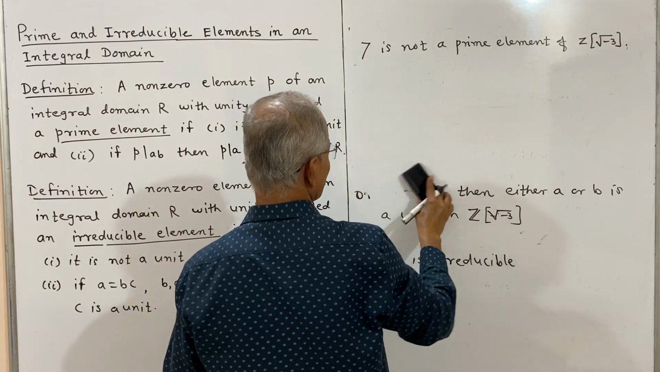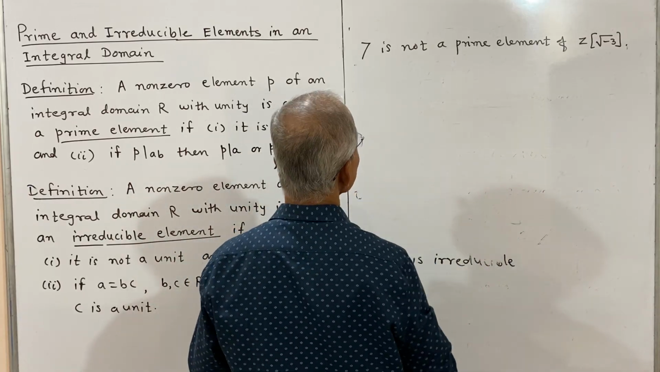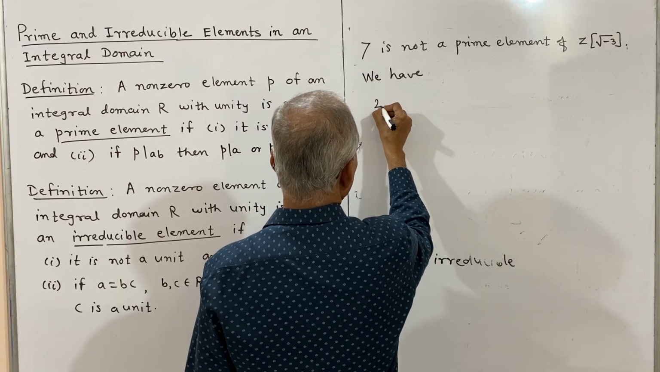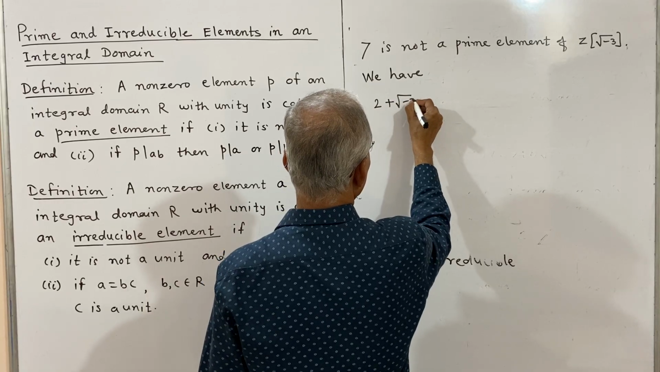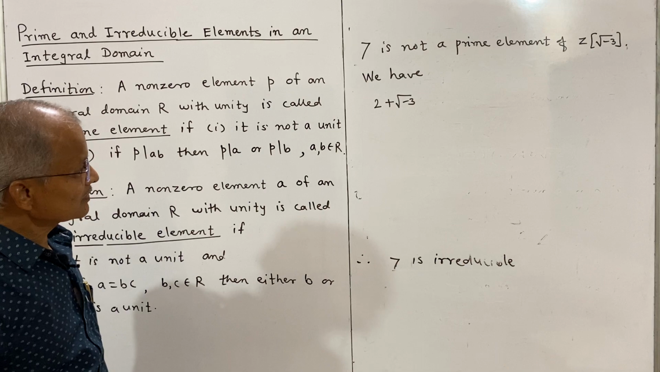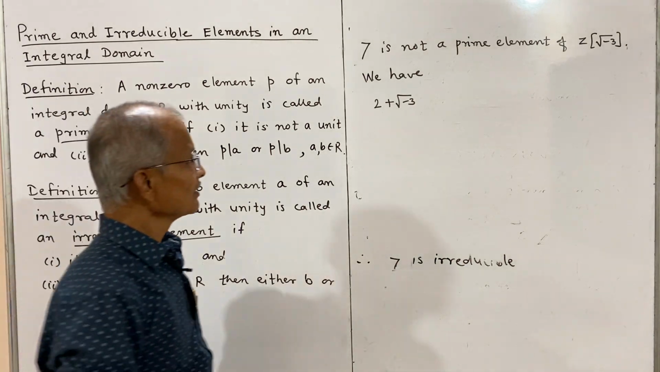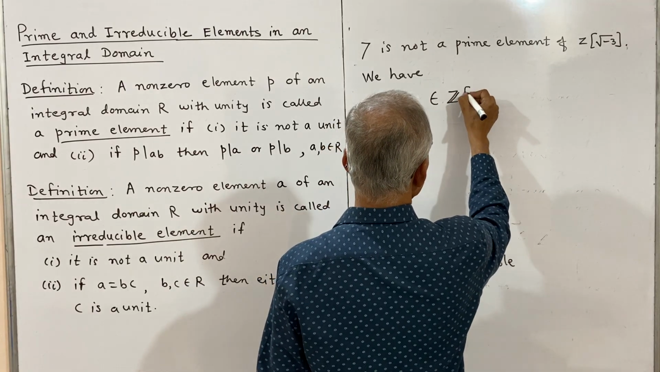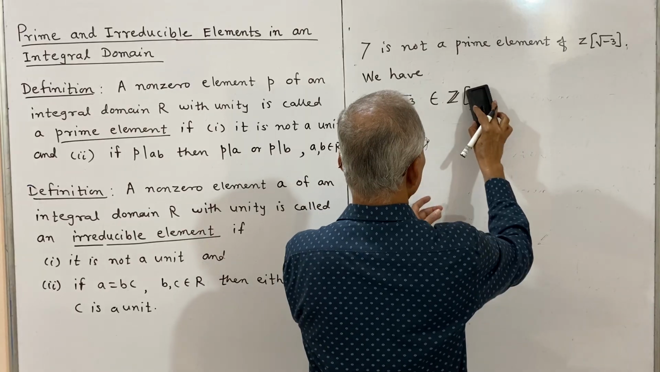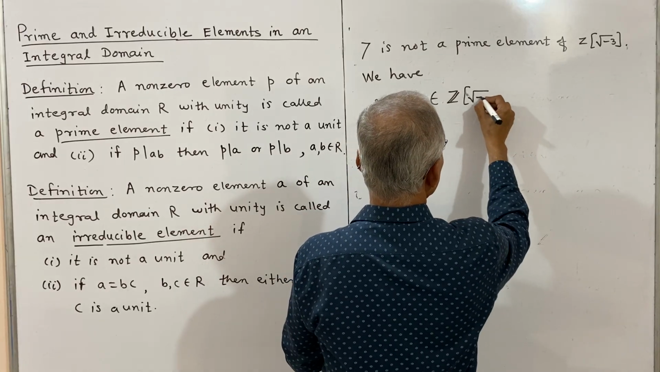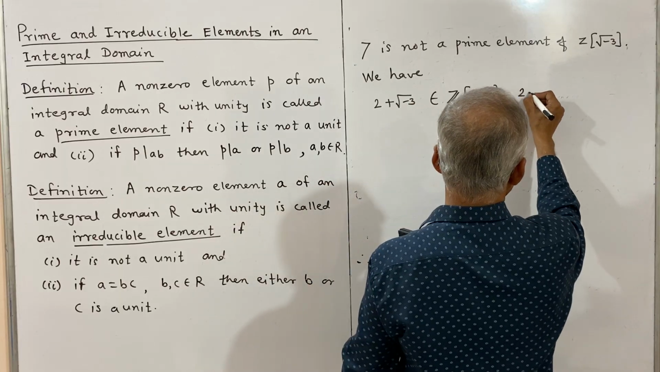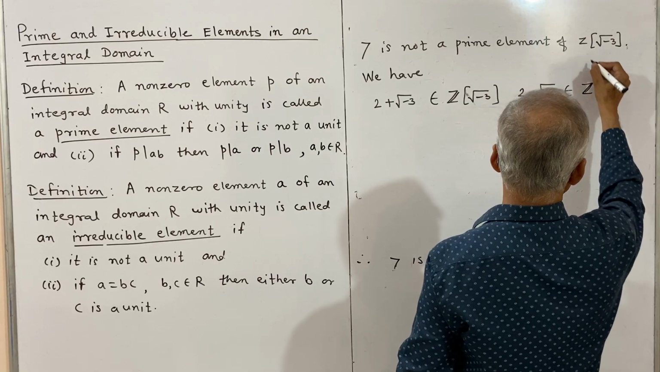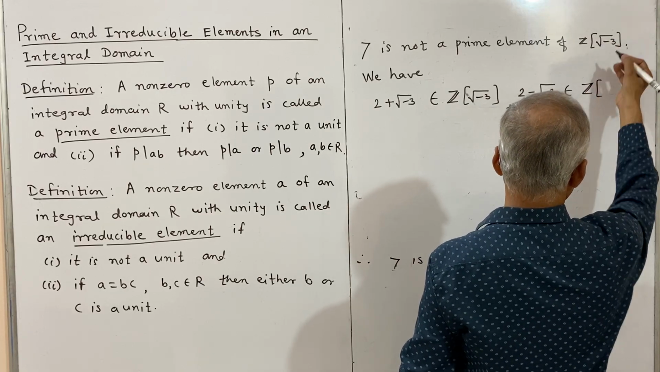See, we can write, or we have, 2 plus under root of -3. This belongs to the integral domain Z under root -3. And 2 minus under root -3 is also an element of this ring, this integral domain.